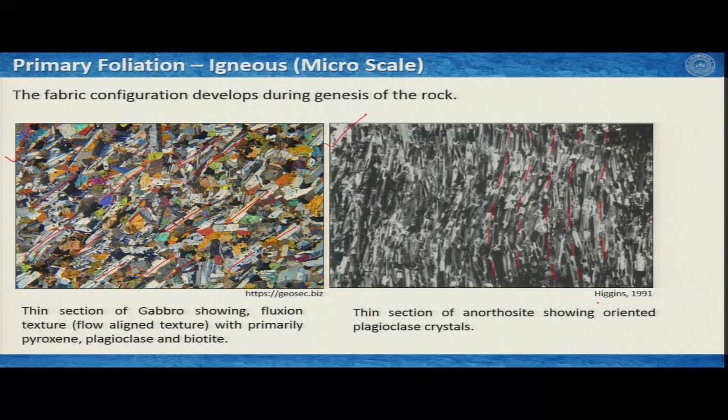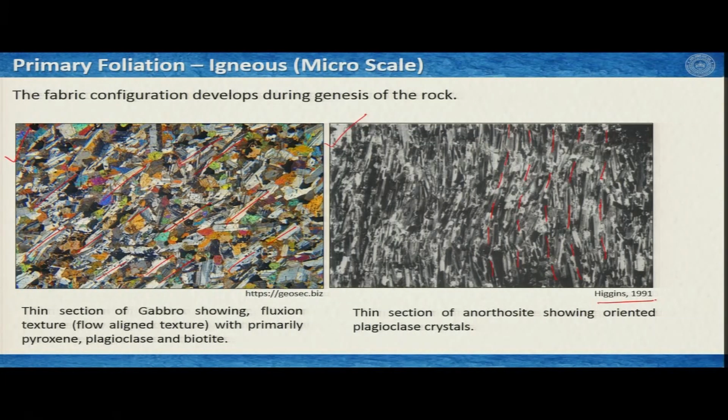The authors of this paper, in particular Higgins 1991, suggested that during the formation of this rock, anorthosite, the batch magmas got emplaced in the system, and while they were being emplaced, the boundary layers got highly sheared, and while they are getting sheared, these crystals either grew along the shearing direction, or the old, long plagioclase laths oriented themselves along the shearing direction.